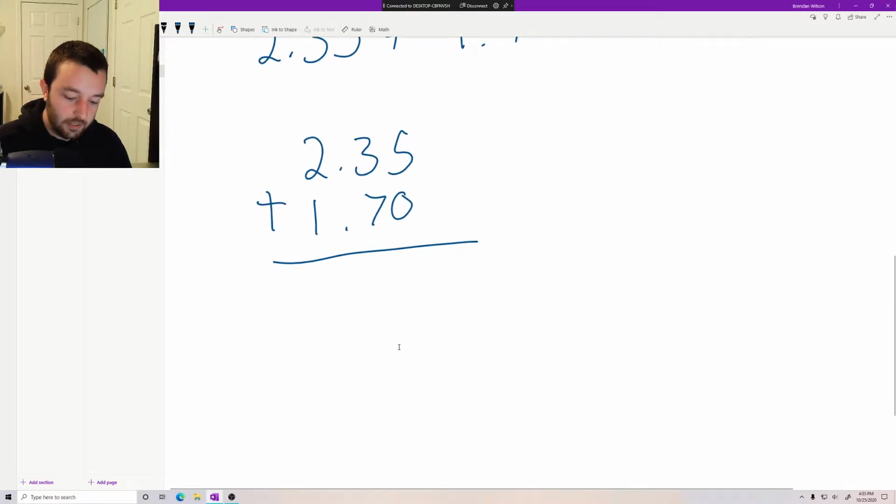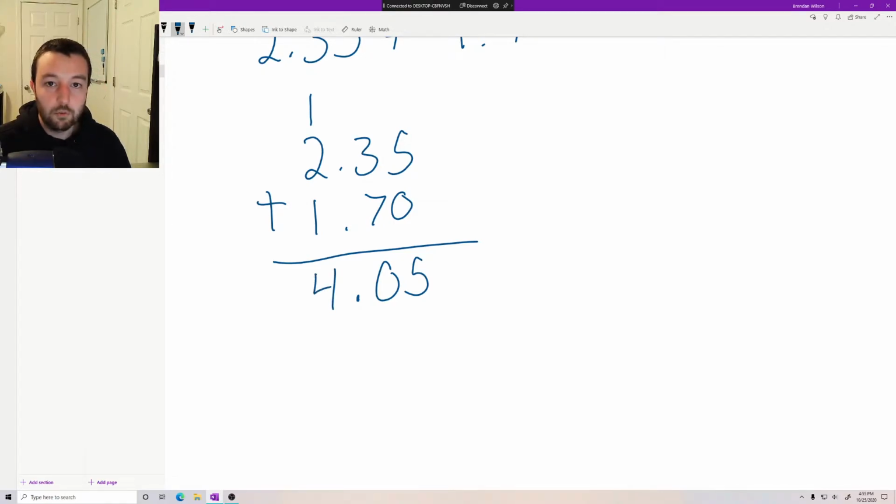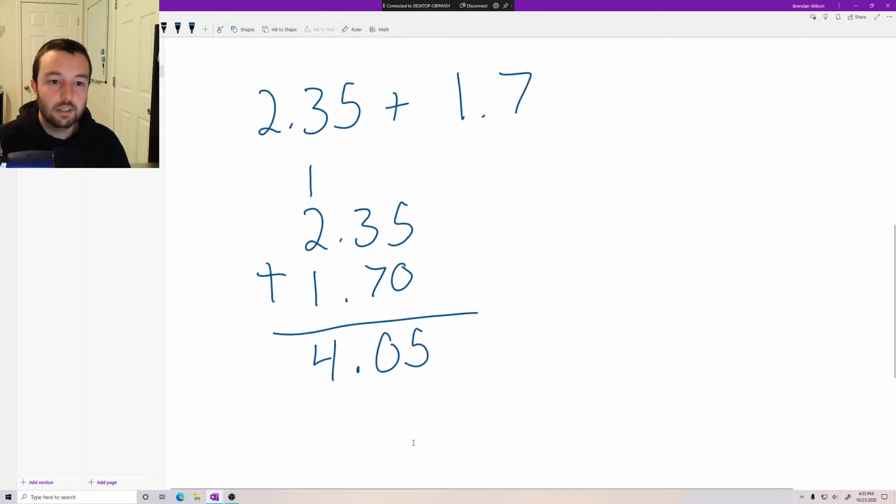So now we do 5 plus 0 is 5. 3 plus 7 is 10, so we write the 0 and carry the 1. We drop the decimal place straight down, and then we have 1 plus 2 plus 1, which is 4. So we end up getting 4.05. Okay.